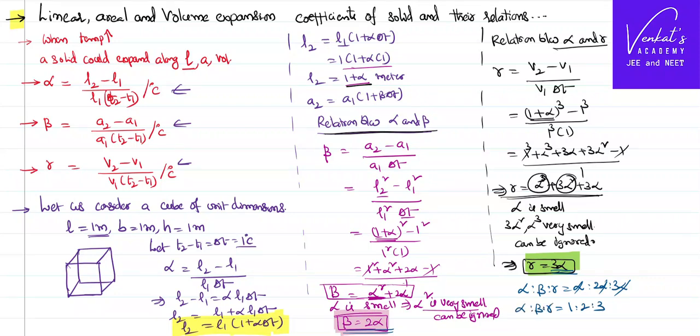So the linear, areal and volume expansion coefficients of a solid are in the ratio of 1 is to 2 is to 3, which says that if a solid expands its length by one value, along area it expands by 2 values, and along volume it expands by 3 values. That's the important observation that I want you to understand, right?